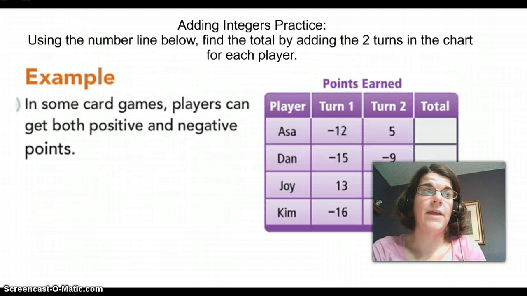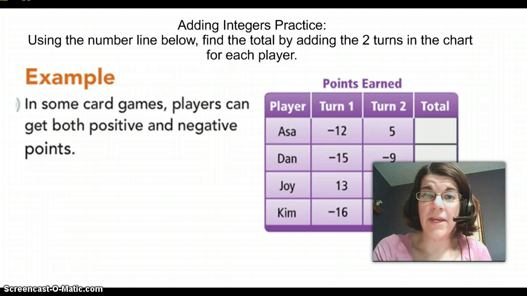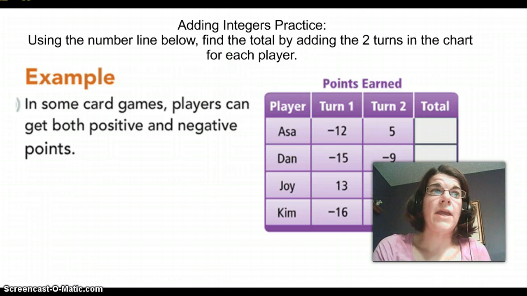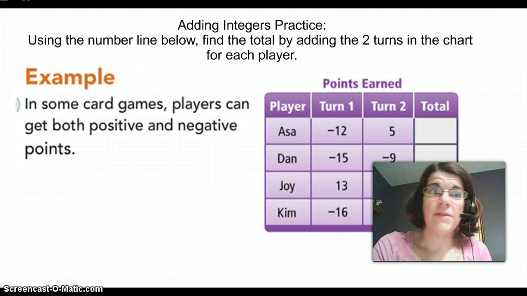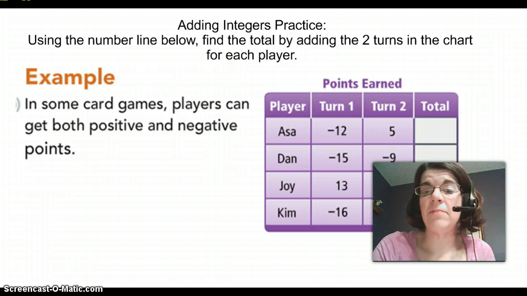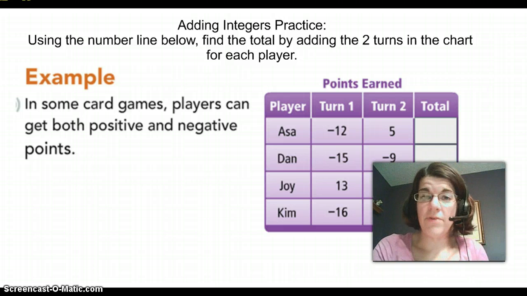Okay, what I'd like you to do is try this example, and in the next video I'm going to go over the answers for you. So you're going to use a number line. You're going to find the total by adding the 2 turns of the players, turn 1 and turn 2. For the first player you want to do negative 12 plus 5. For the second player you want to do negative 15 plus negative 9. And use your number line and come up with your answer.